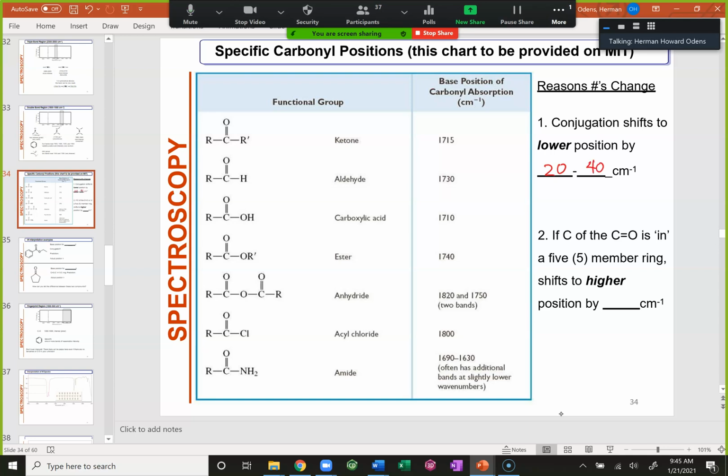All right. Now, if the carbon of the carbonyl is inside of a 5-member ring, it will shift to a higher position by 30. So one thing to remember, you have 20, 30, 40 involved. So just put 20, 40 in the top and 30 in the bottom. All right. And so check this out.